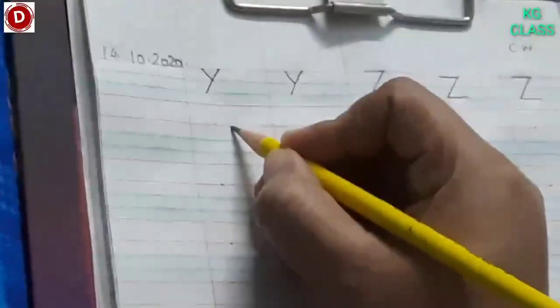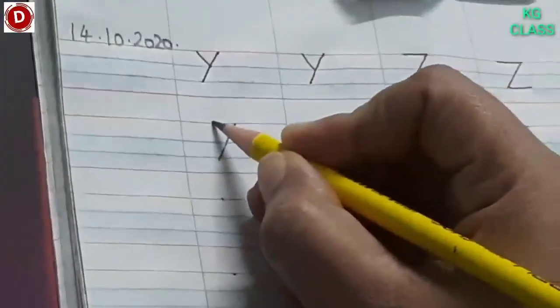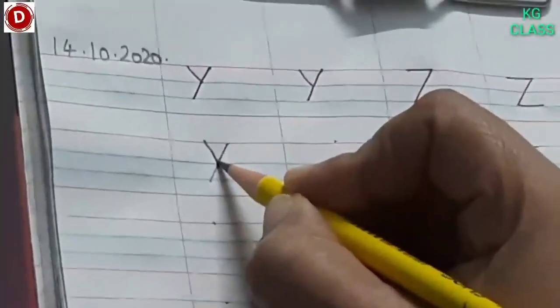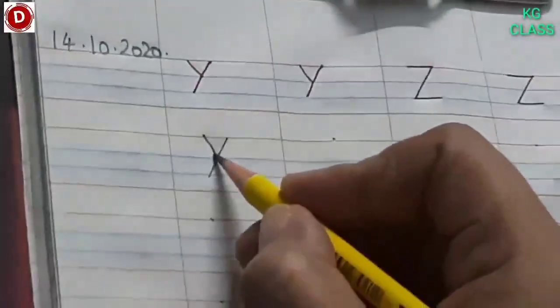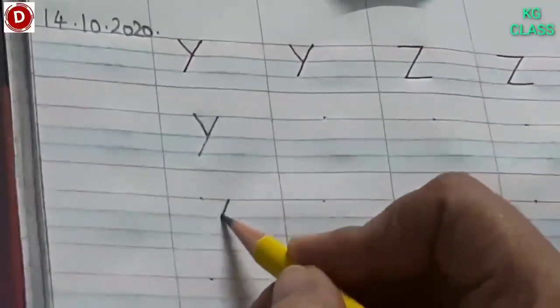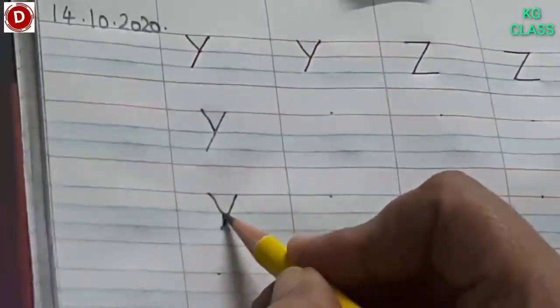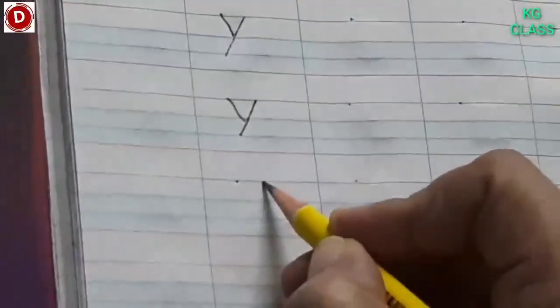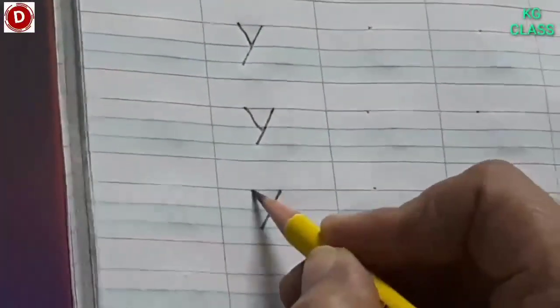First you have to make a slanting line and then a small opposite slanting line like this, till the first blue line, children. Like this you have to write capital Y. Like this.